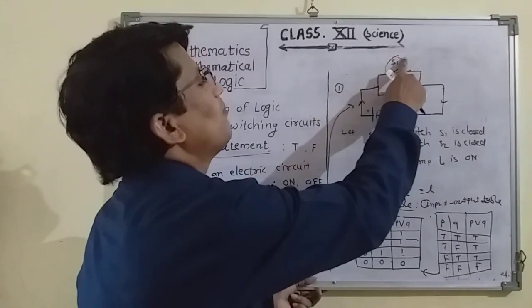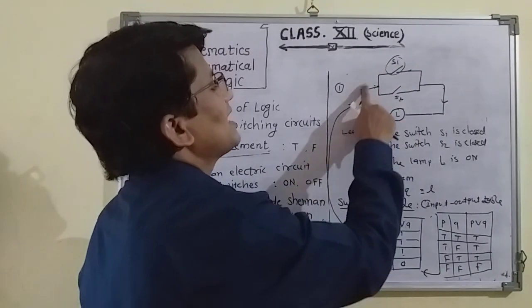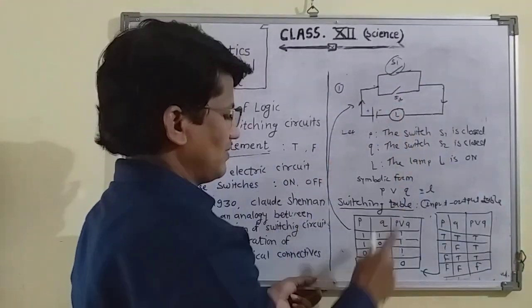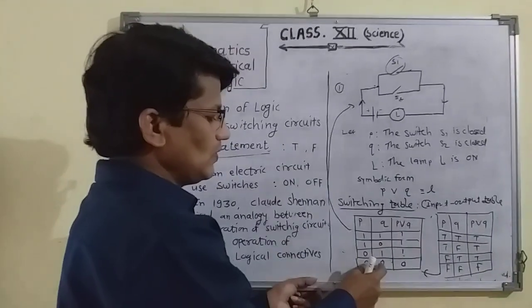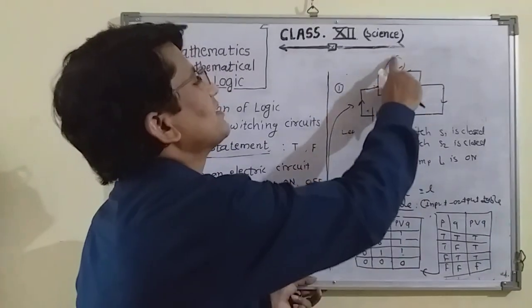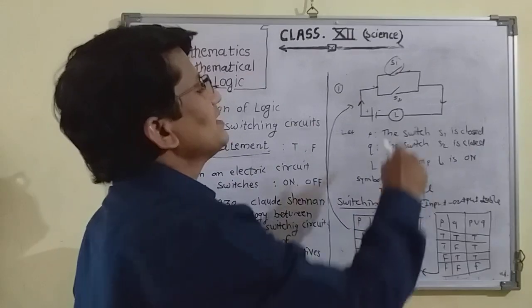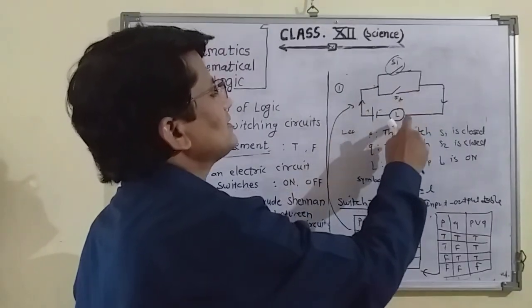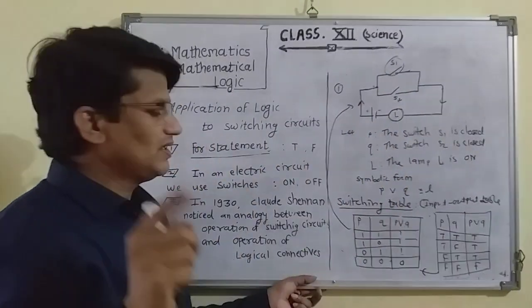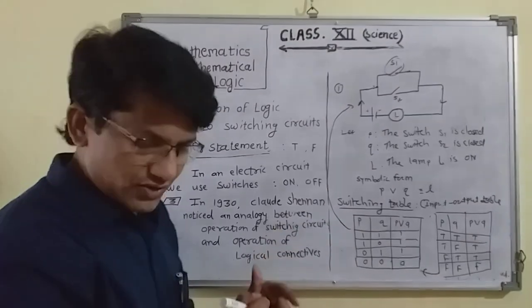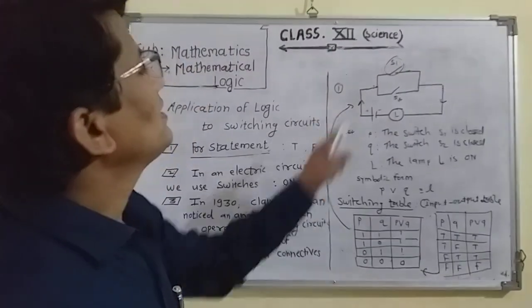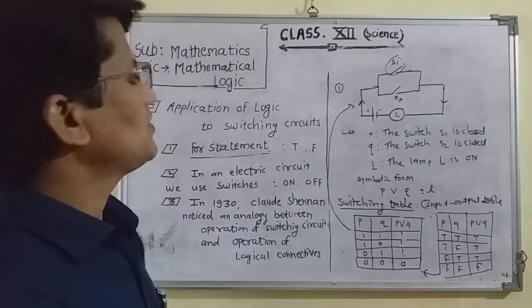Last, 0, 1. This is open. This is closed. Current will pass from this path. Lamp will be on. And last one, both are open. Means current does not pass through S1 as well as S2. The lamp will not glow. Means this is a second situation for the arrangement of 2 switches.